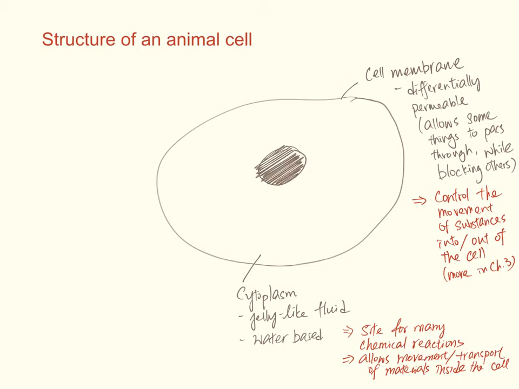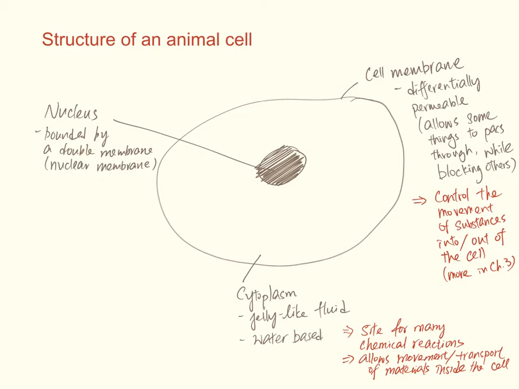Next, we're going to look at a very important organelle or structure of the cell called the nucleus. It is bounded by a double membrane. We call this the nuclear membrane on the outside of the nucleus. The nucleus contains a very important chemical called DNA, and DNA contains our genetic information. This information will control the activities of the cell, for example, what types of other chemicals the cell needs to make, or when the cell starts to divide.